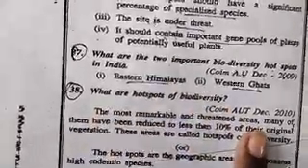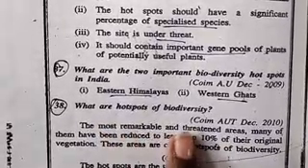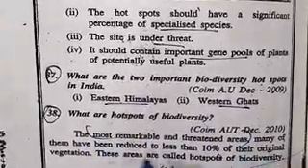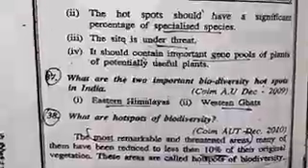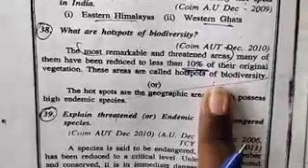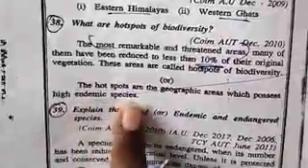Then what are the hotspots of biodiversity? These are the most remarkable and threatened areas, many of them reduced to less than 10% of their original vegetation. Or else we can write that hotspots are geographic areas which possess high endemic species.